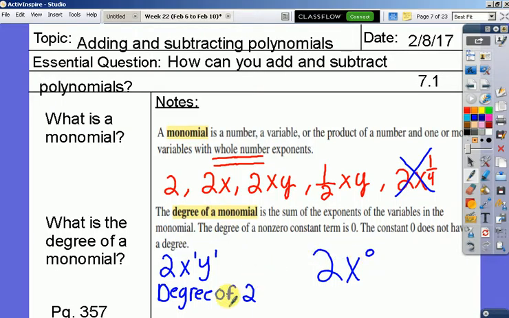Any other questions about what a monomial is before we talk more about that? Yes? Well, 2 to the first, but I'm looking at the exponent of the variable, not of the constant. Yeah? That's a good question.